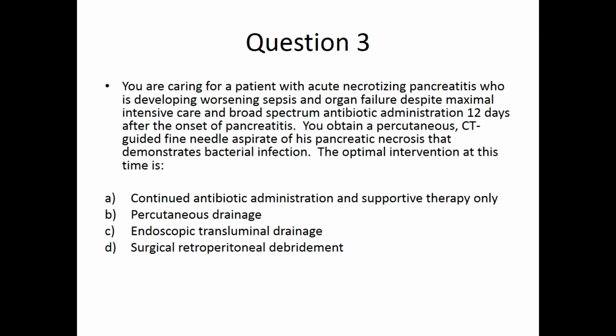Question 3. You are caring for a patient with acute necrotizing pancreatitis who is developing worsening sepsis and organ failure despite maximal intensive care and broad-spectrum antibiotic administration 12 days after the onset of pancreatitis. You obtain a percutaneous CT-guided aspiration of the pancreatic necrosis that demonstrates bacterial infection. The optimal intervention at this time is: A, continued antibiotic administration and supportive therapy only. B, percutaneous drainage. C, endoscopic transluminal drainage. Or D, surgical retroperitoneal debridement.